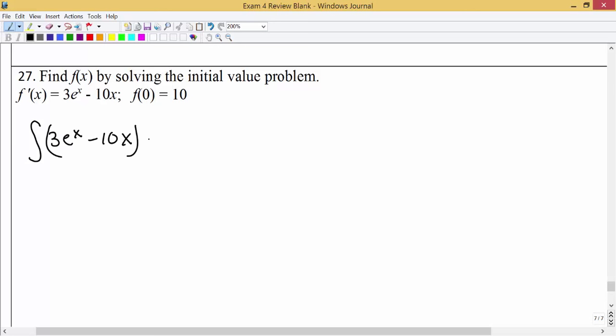So we're going to integrate that derivative with respect to x. Once again, this is the indefinite integral. We're not given an upper and lower limit of integration, so we will have to put in our plus c. So let's take the separate terms, so let's break them up into two separate integrals. So for the first term, I'm going to bring out the constant 3, and we're going to integrate e to the x dx. For the second term, I'm going to bring out the constant of negative 10. I'm going to integrate just x dx.